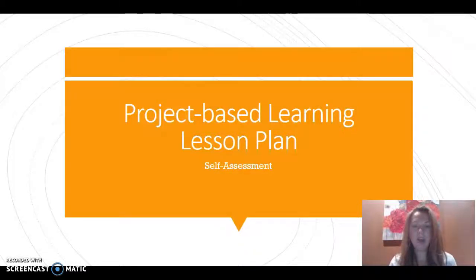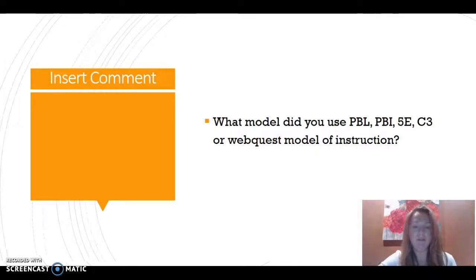All right, for this lesson plan, we're going to try something different. We've used structured peer review, we've used unstructured peer review, and this time we're going to do self-assessment. So for your lesson plan, you will do a self-assessment.